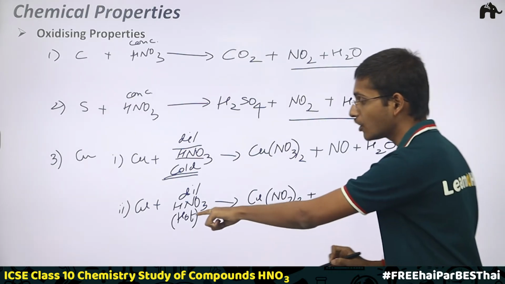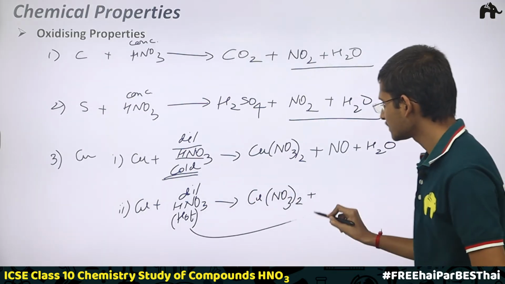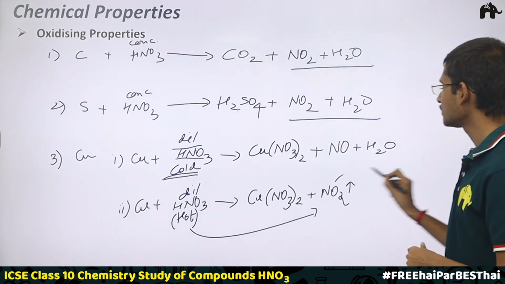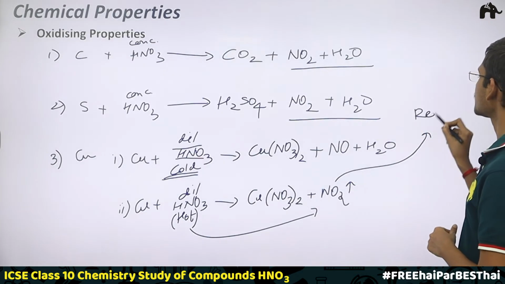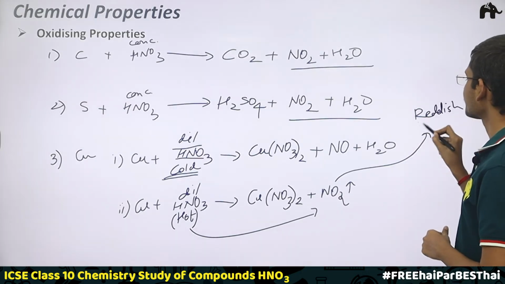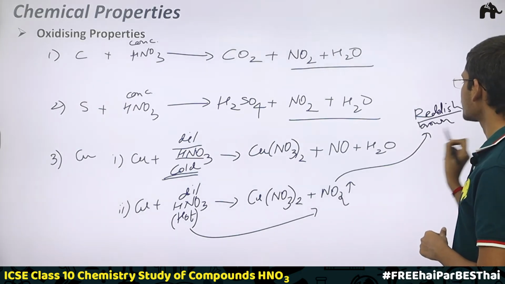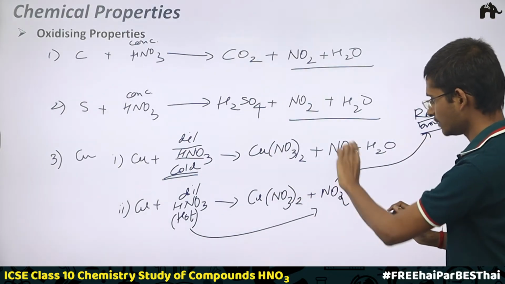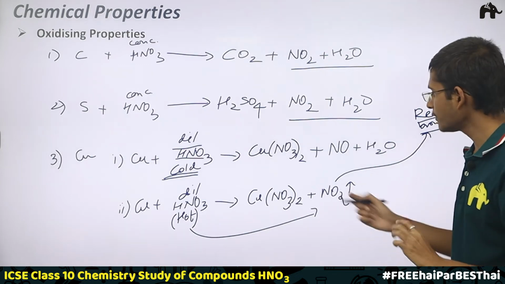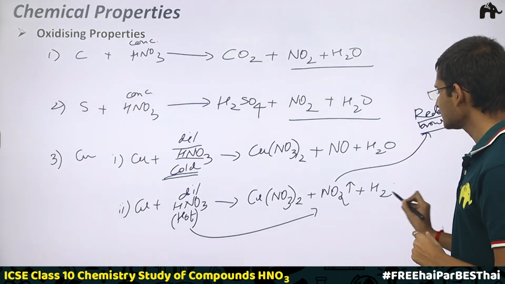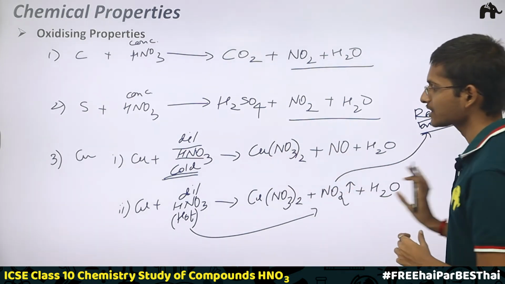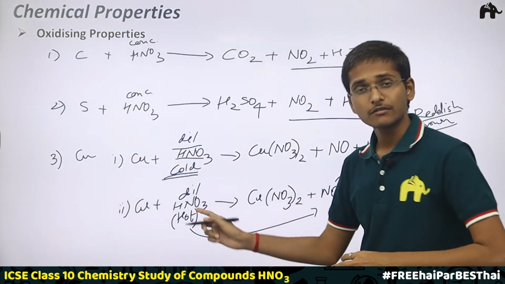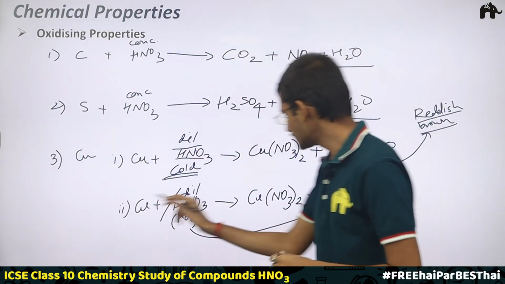Here, since we are taking hot, it would give us nitrogen dioxide. And nitrogen dioxide, we know what its color is? Reddish brown. So you need to remember this thing. The observation for this reaction: reddish brown colored gas would be evolved. In place of nitric oxide, only nitrogen dioxide would be formed, and the rest, water, is exactly the same. So this is the reaction for dilute nitric acid when it is hot.